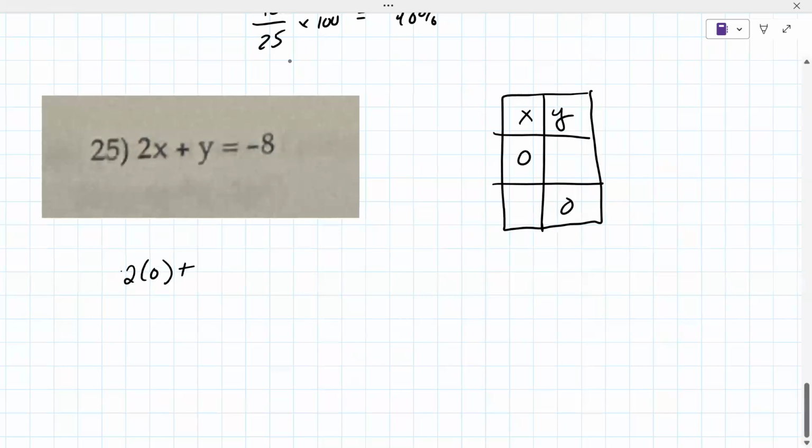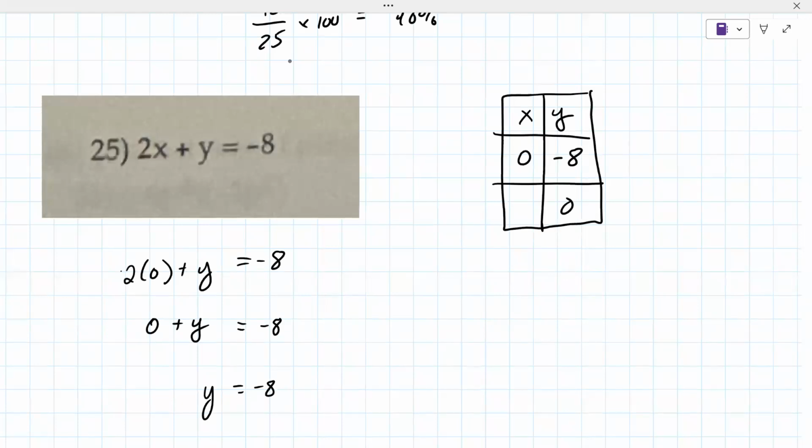2 times 0 plus y equals -8. What does that become for y? 2 times 0. Yep. What is 2 times 0? 0. Okay. So what is y equal? 0. Well, it's 0 plus y. What is 0 plus y? Oh, this y. Just y. So what does y equal? 0. Oh. These numbers just come down.